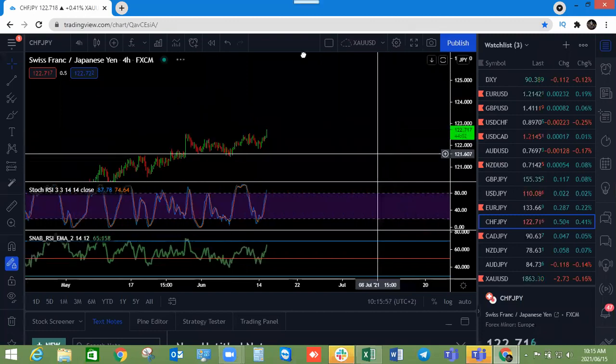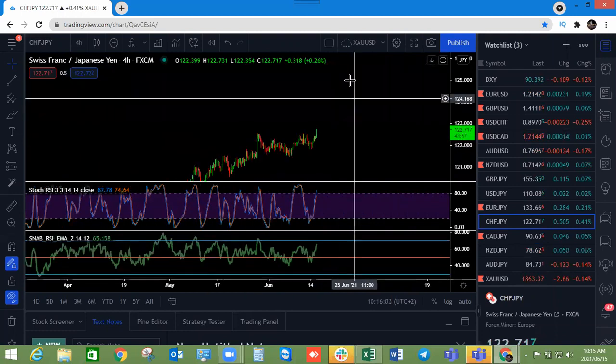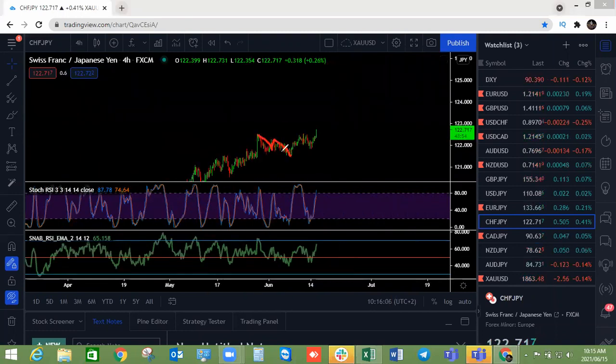So Chief Yen, we wanted to see this. Let's switch this off here. Let's just see the structure. Chief Yen, this is what we wanted to see. 1, 2, 3 here. We're looking at this to be doing this. We also looked at this possibility. 1, 2, 3 here, and then a push to the upside.